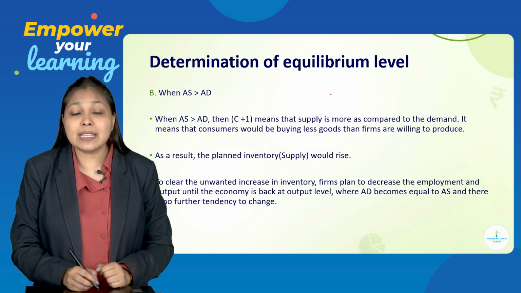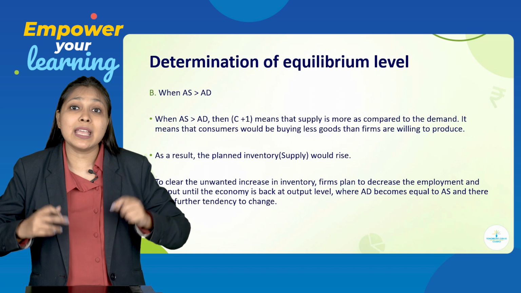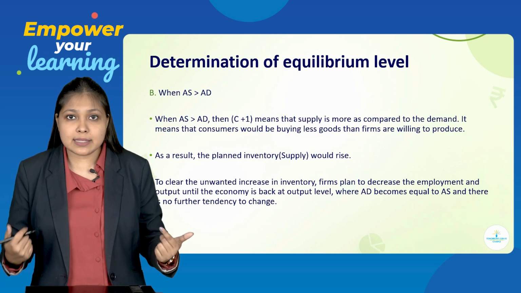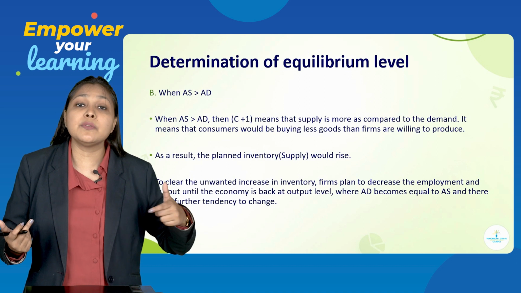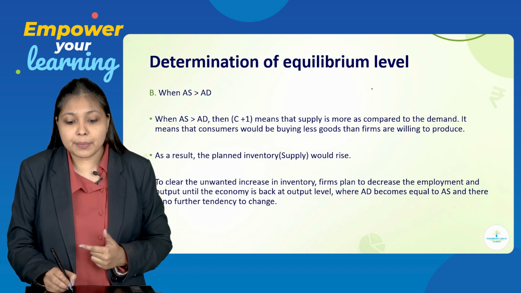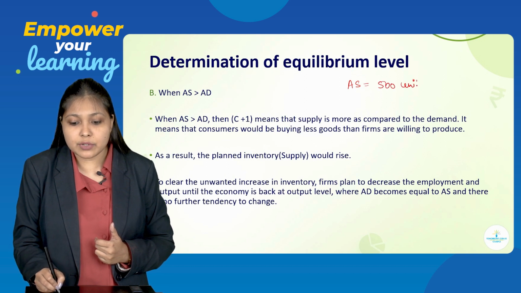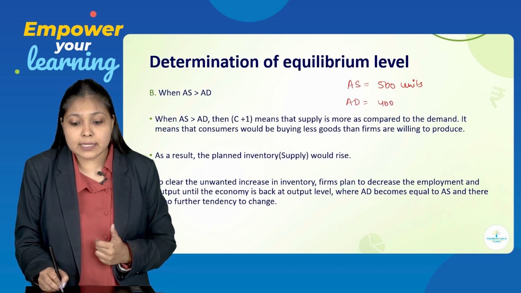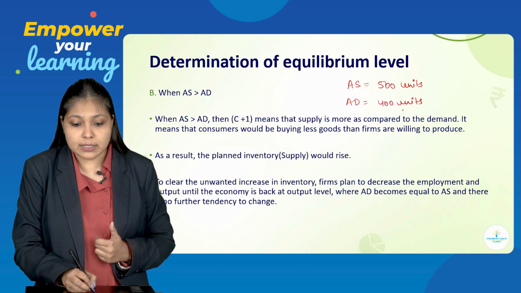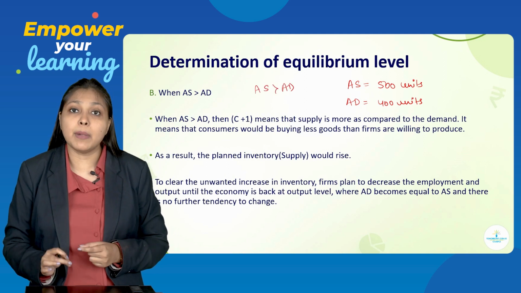Second situation, when aggregate supply is more than aggregate demand. That means when supply is more and demand is less. People are not demanding as much as the producer is willing to supply. Let's just reverse the example. For example, AS, the supply, is 500 units, whereas the demand for the commodity is just 400 units. This is when your supply is more than the demand.